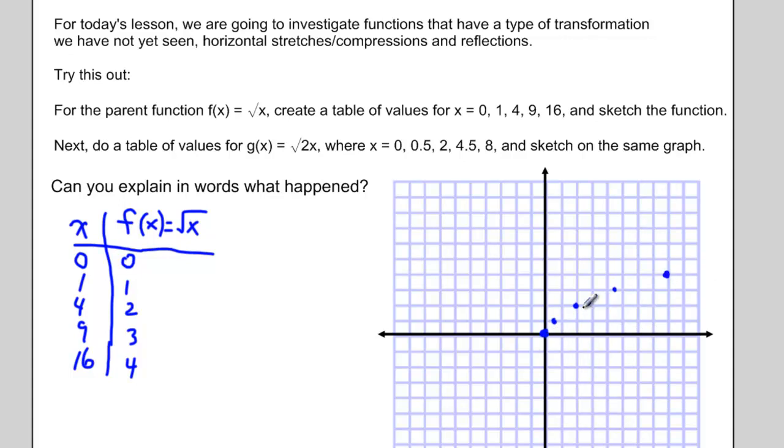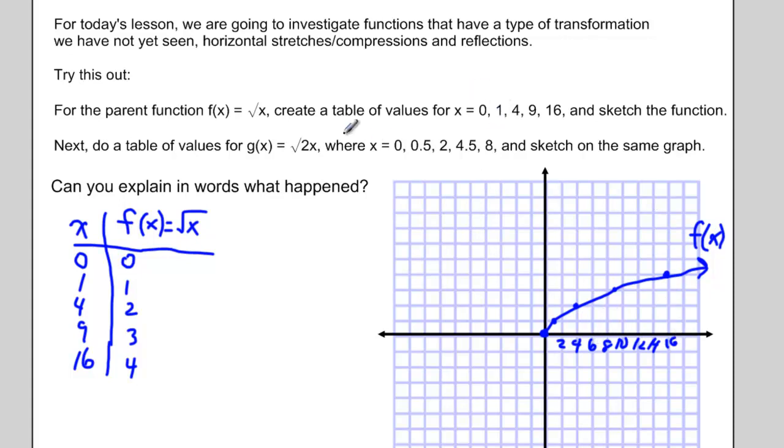And there's my radical function right here. I'll just put on a little scale here to help you see this. There we go. And I'll draw a nice smooth curve through these points. There we go. So this is my f of x function, which is the square root of x.